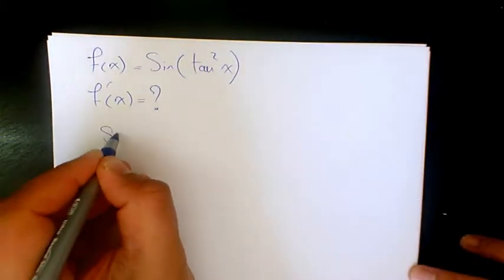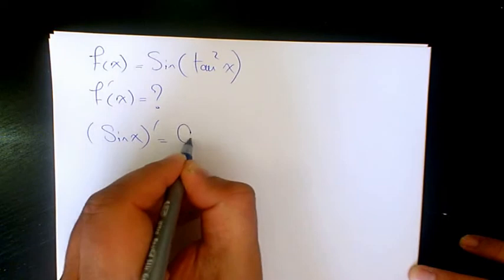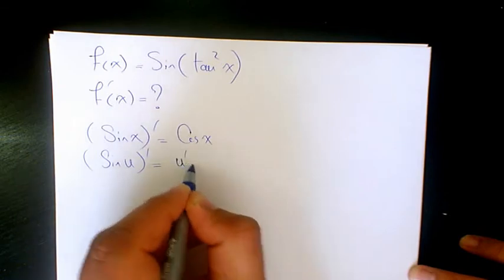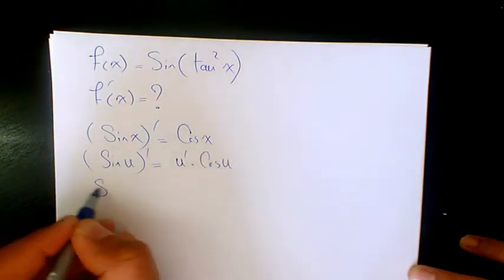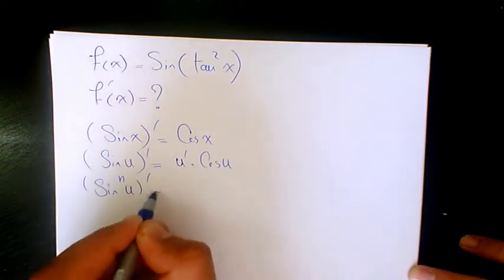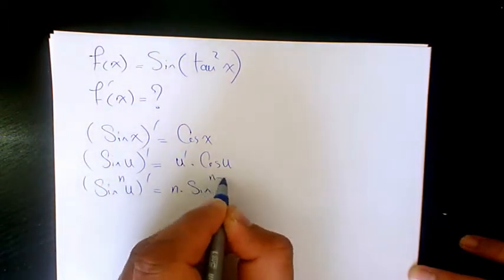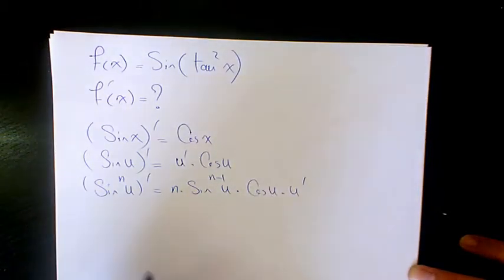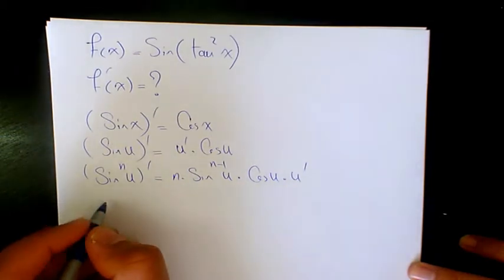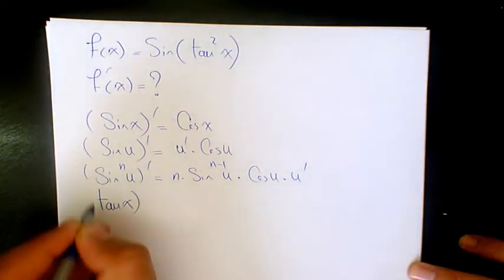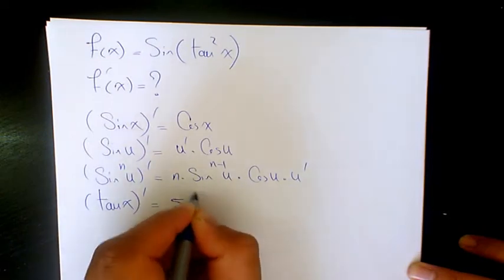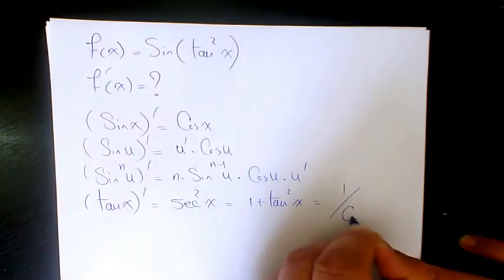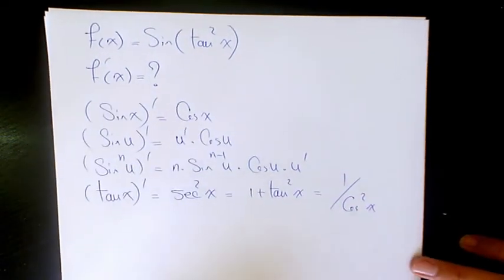Just a quick reminder, the derivative of sine x is going to be cosine x. The derivative of sine u, if u is a function of x, is going to be u prime cosine u. The derivative of sine to the power of n u will be n times sine to the power of n minus 1 u times cosine u times u prime. And the derivative of tan x will be secant squared x, or 1 plus tan squared x, or 1 over cosine squared x. So let's go back to the question.